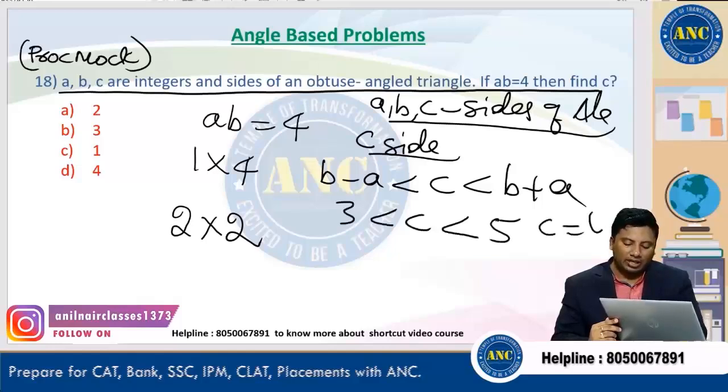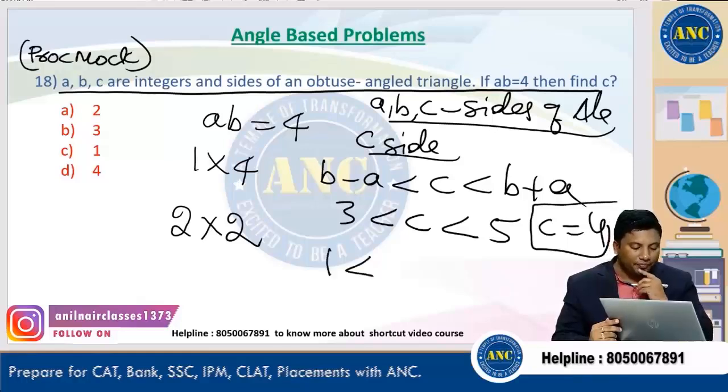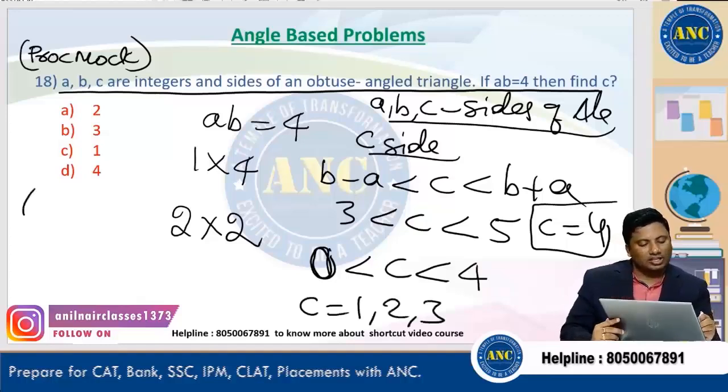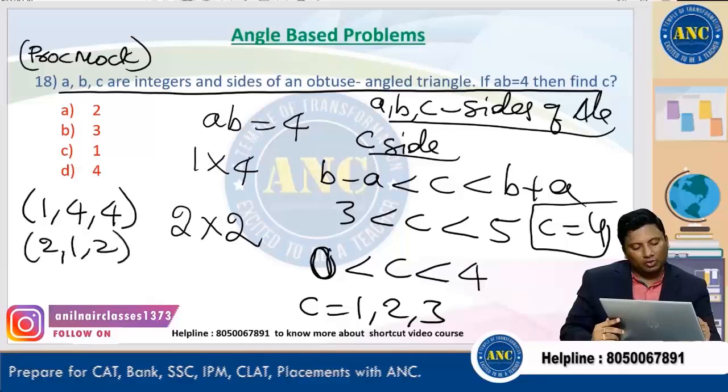The maximum integral value C can take is 4. For 2 and 2: 2 minus 2 is 0, so 0 is less than C is less than 2 plus 2, 4. So C value will become 1, 2, 3. Now what are the cases possible? 1, 4, 4, one case possible. Another is 2, 1, 2. Another case 2, 2, 2. Another case 2, 2, 3.